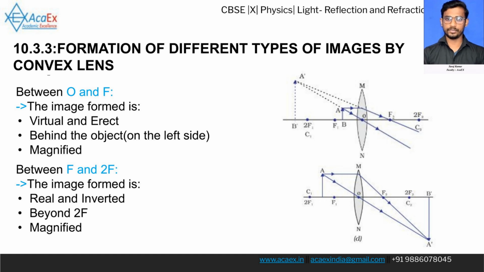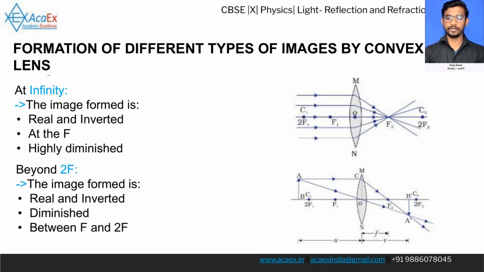Image formation by convex lens. Part 1. Object between O and F. The image is formed behind the object on the same side, is magnified, and is virtual and erect. Object between F and 2F. The image is formed beyond 2F, is magnified, and is real and inverted.